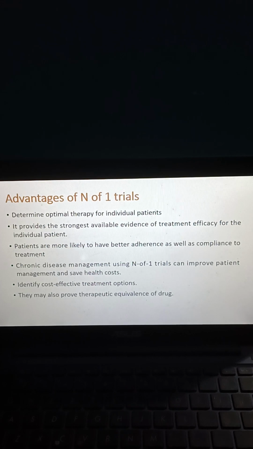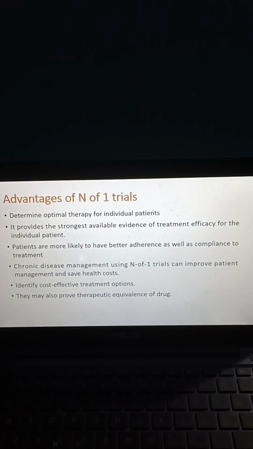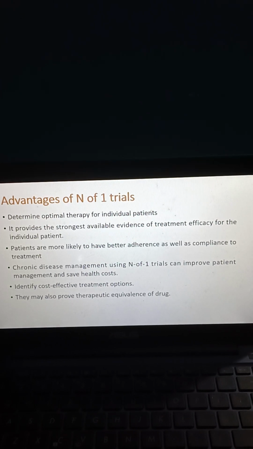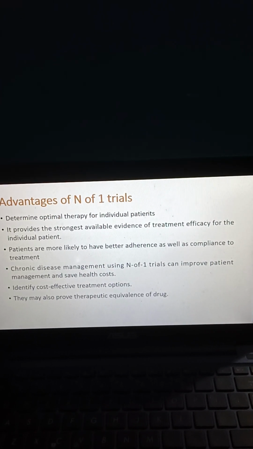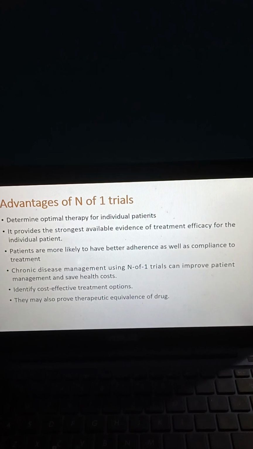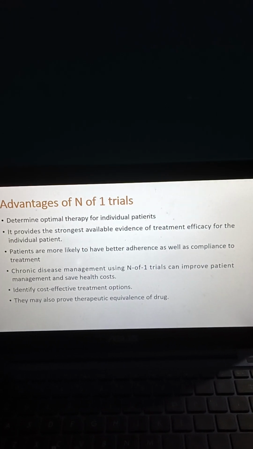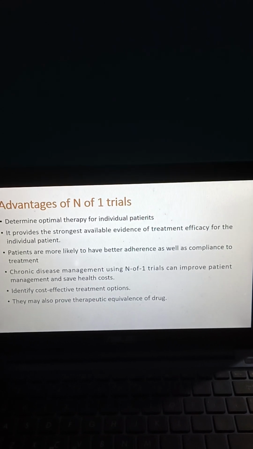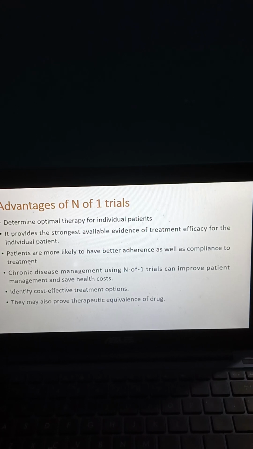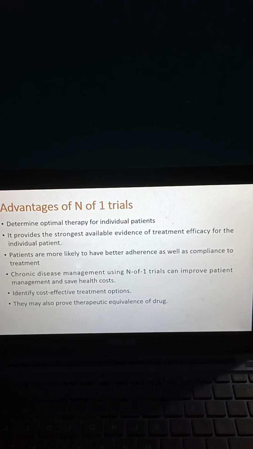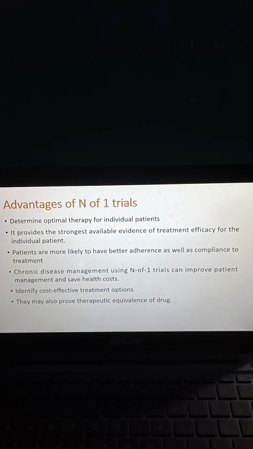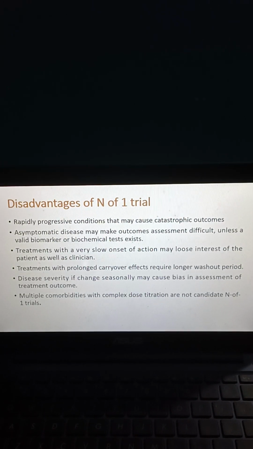Then coming to advantages of N of 1 trials. It determines optimal therapy for individual patients. It provides the strongest available evidence of treatment efficacy for the individual patient. Patients are more likely to have better adherence as well as compliance to treatment. Chronic disease management using N of 1 trials can improve patient management and save health costs. Identify cost effective treatment options. They may also prove therapeutic equivalence of drugs.